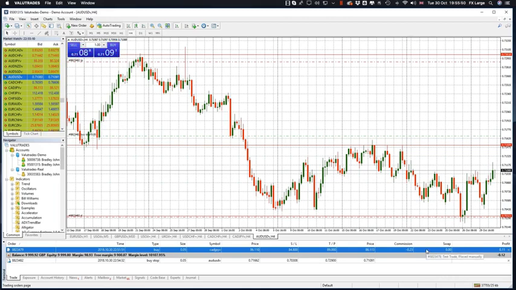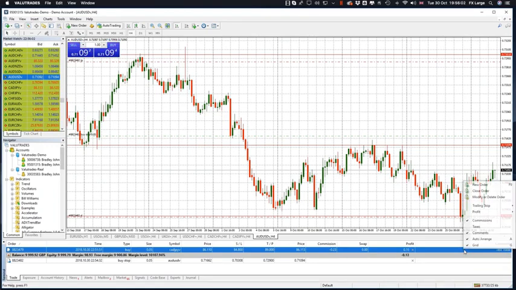Oh, I mentioned earlier that we put a comment in. We can right-click anywhere on the terminal and view comments, and there's our comment, test trade. This may be handy if you're keeping track of all your trades, if you want to make comments on them.